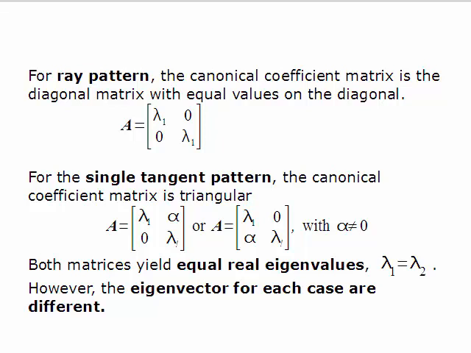So here's our case of a diagonal matrix with equal values along the diagonal. If you remember from the previous lecture, for the diagonal matrix the eigenvalues are the values on the diagonal. So that means we have two eigenvalues and they happen to be both equal to lambda 1.